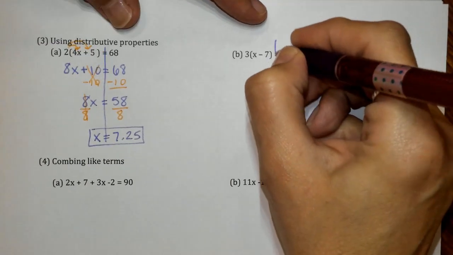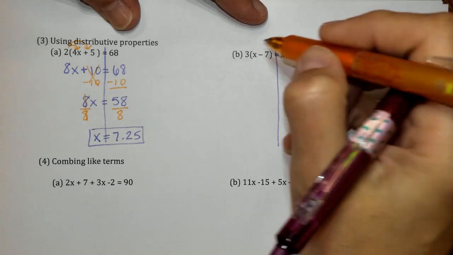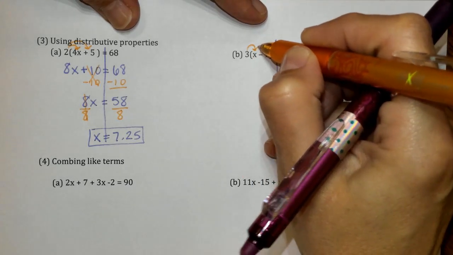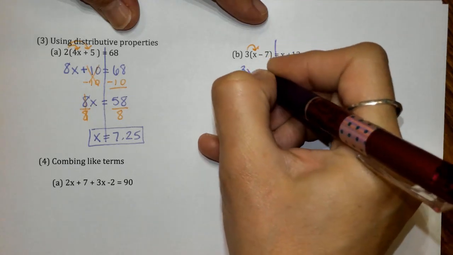All right, so now we're going to have not only distribution, but variables on both sides. We're kind of knocking it up a notch here. Focus on 3 times x. Well, what's 3 times x? Stick them together. 3 times the invisible 1 in front of the x. We're going to end up with 3x.